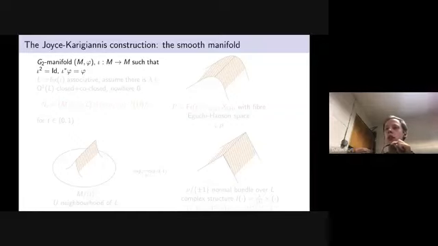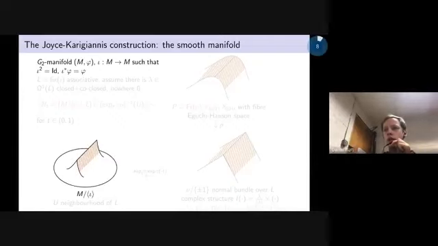And now you may ask, what's the point? I want to construct a G2 manifold, I need a G2 manifold. Well, the point is, maybe you have something with holonomy strictly contained in G2, and then you can use this construction to bump it up to something with holonomy equal to G2. So that's the idea.